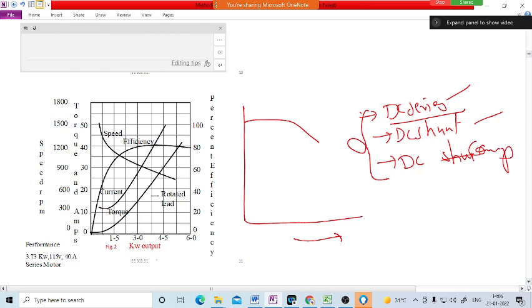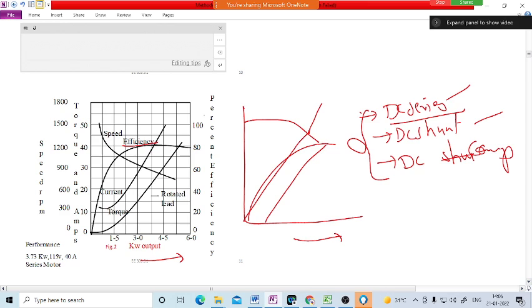So if you take the DC compound, sorry, shunt motor, the graph will be like this. But when coming to the efficiency curve for series, we will have this curve. Okay, the current characteristics we can also observe here, and the torque characteristics. So for shunt, we will have it like this. Coming to the armature torque, and coming to the shaft torque, it will be like here. We can see the torque characteristics of the DC series motor.